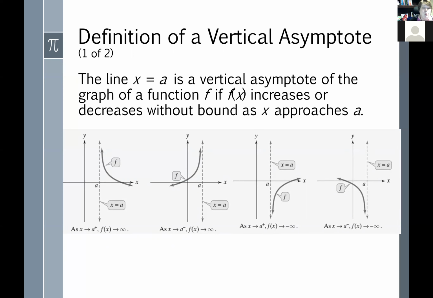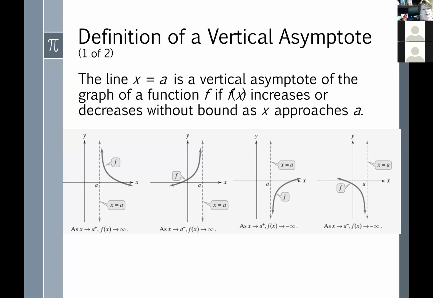What does it do? What behavior does your function have at this vertical asymptote? Well, it has end behavior. So either the function increases without bound as it approaches that vertical asymptote, or it decreases without bound as it approaches that vertical asymptote. So we have four pictures here of this behavior.